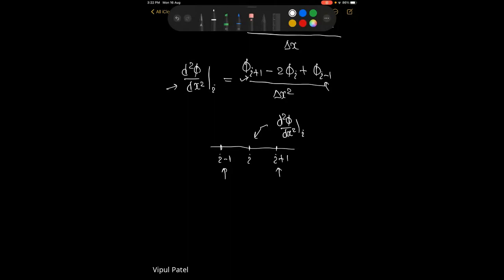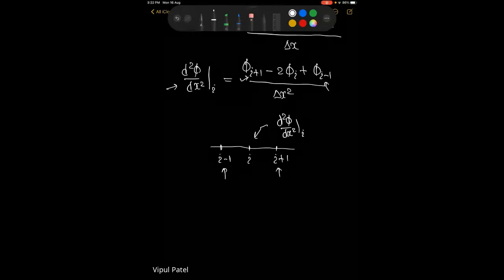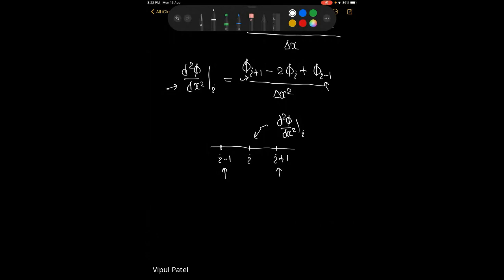So in my initial maybe 15 minutes, I derived the expression of df by dx with forward, backward, and central difference approximation. And at this particular point of time, I have derived the expression of d square phi by dx square with forward, backward, and central difference approximation.